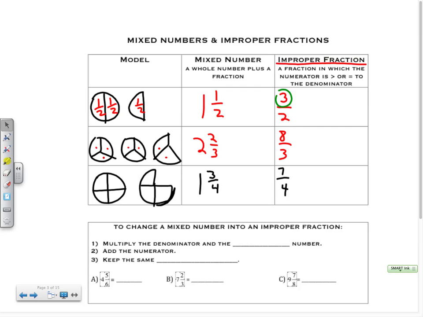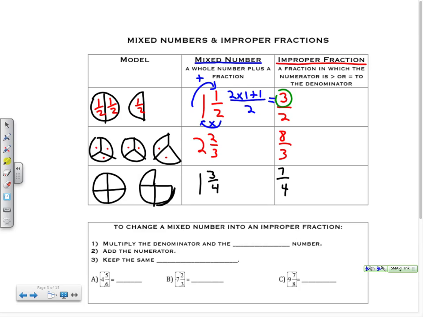Let's look now at how we would take a mixed number and turn it into an improper fraction using math. If I look at my 1 1/2, what I would be thinking to change it to 3 halves is 2 times 1 plus 1. So here's what I just did. 2 times 1 gave me 2 of those half pieces, plus that 1 extra half, and keep the same denominator. So when I work it out, 2 times 1 is 2, plus 1 is 3, and my denominator stays the same.